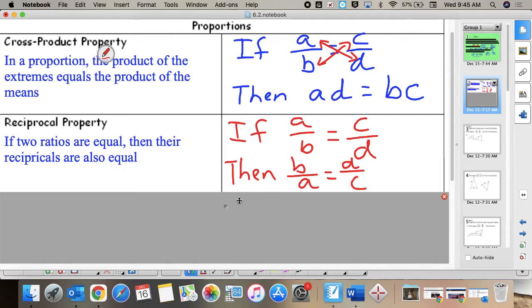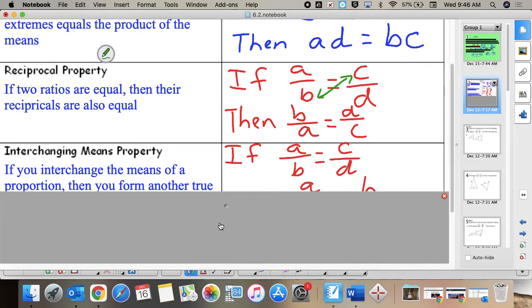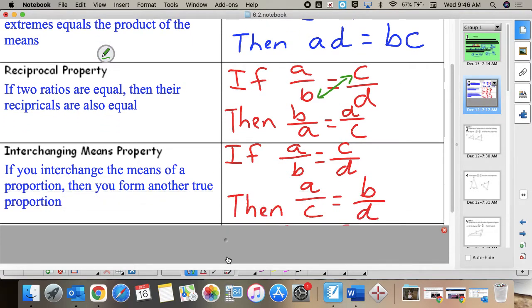Our next one is going to be known as our interchanging means. Basically, it says that we can flop or flip the position of these two. It doesn't matter if I do B times C or C times B. It's not going to make a difference at all. So this is what basically allows us to say, okay, we can compare height to length and height to length, or you can compare height to height and length to length. It doesn't make a difference as long as you're consistent. That's the great thing about proportions.